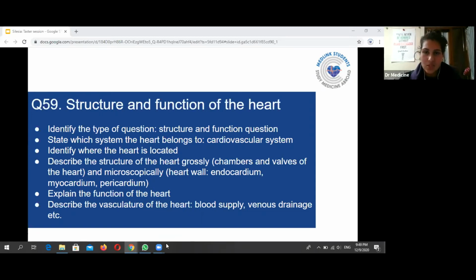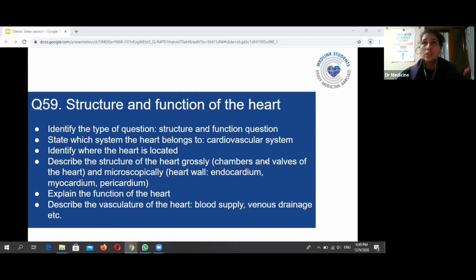Right. So if you have any questions at this stage, you can just raise your hand, write in the chat, or just tell me. And then you would explain the function of the heart, okay? And then you would also describe the vasculature of the heart as well. So the blood supply and the venous drainage, and this is how you would structure this type of question, really.